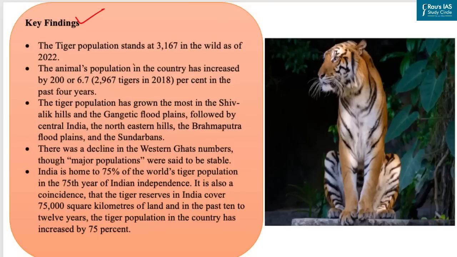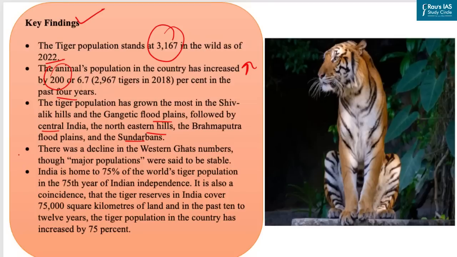Now according to it, the tiger population stands at 3,167 in the wild as of 2022. The animals' population in the country has increased by 200 in the past 4 years. The tiger population has grown the most in the Shivalik Hills and the Gangetic floodplains, followed by Central India, Northeastern Hills, Brahmaputra floodplains and Sundarbans.